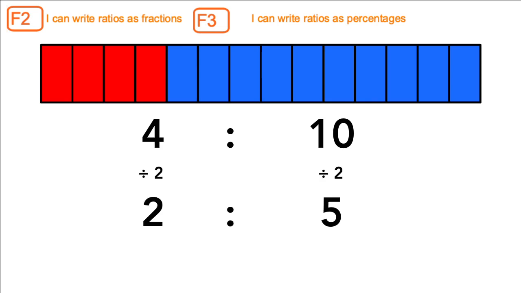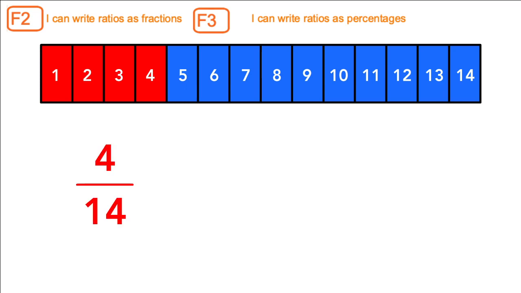We can also represent the different parts as fractions of the whole. In this block, there are 14 sections. What fraction represents red? What fraction represents blue? Since there are 4 red sections, the fraction is 4 out of 14. Since there are 10 blue sections, the fraction for blue is 10 out of 14. Pause and have a go yourself.